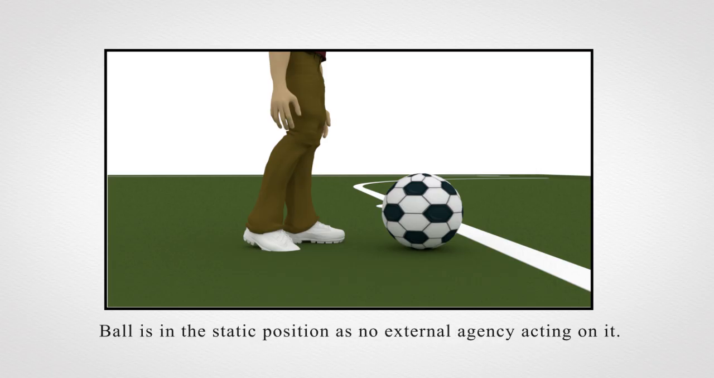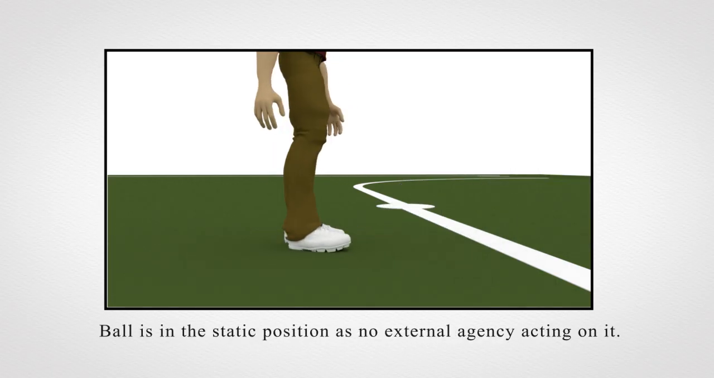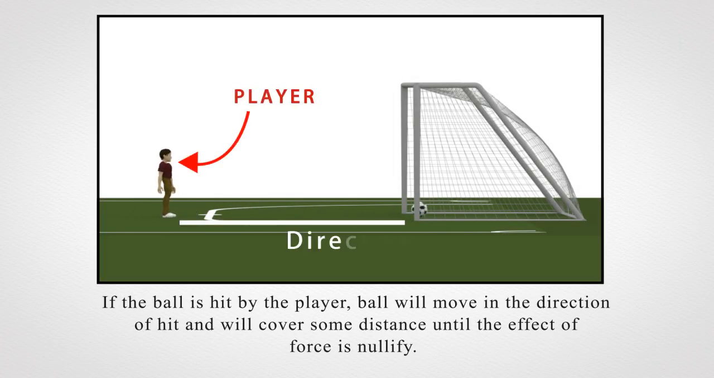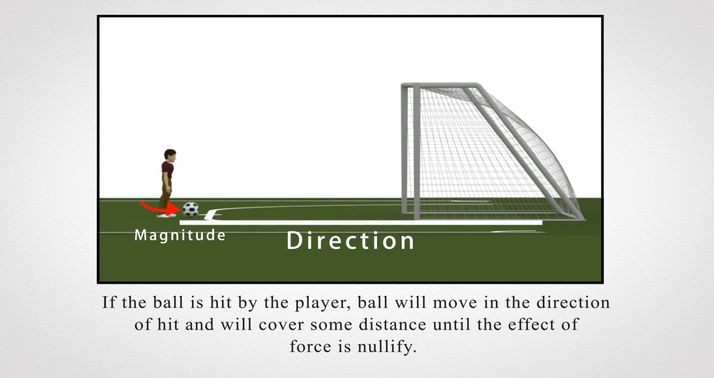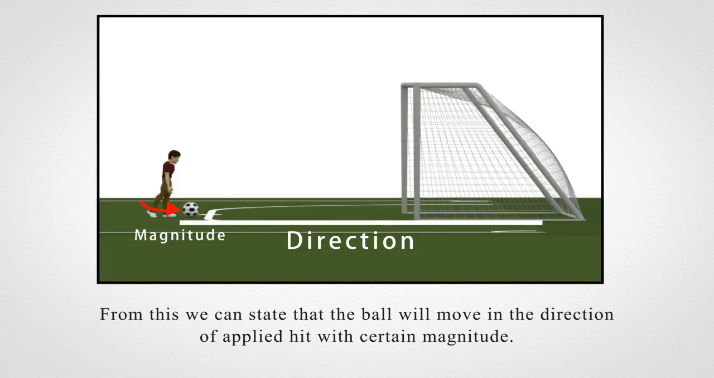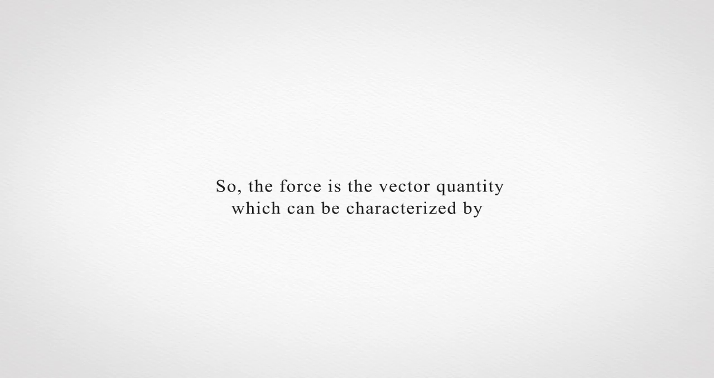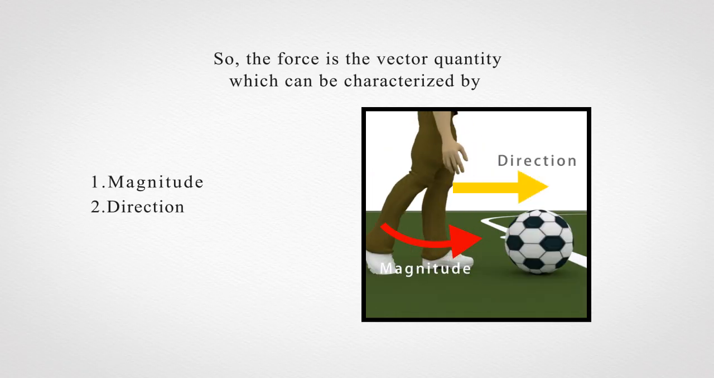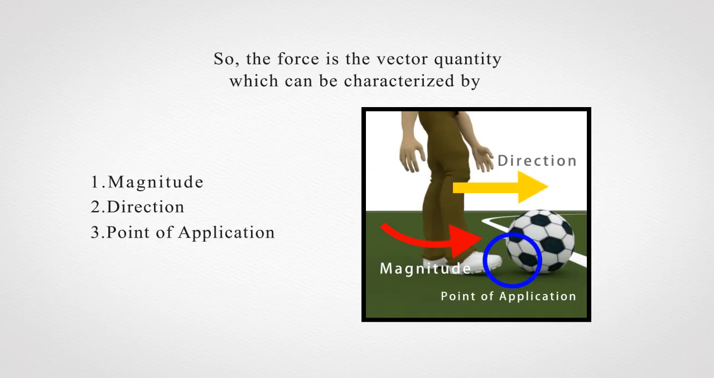The ball is in a static position as no external agency is acting on it. If the ball is hit by the player, the ball will move in the direction of the hit and will cover some distance until the effect of the force is nullified. From this we can state that the ball will move in the direction of the applied hit with a certain magnitude. So, force is a vector quantity which can be characterized by magnitude, direction and point of application.